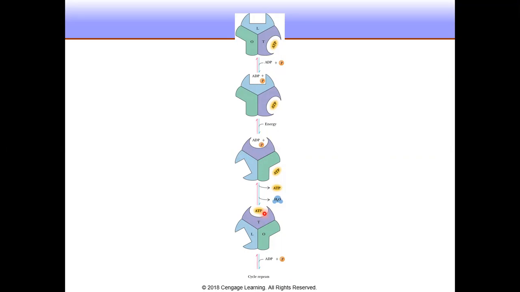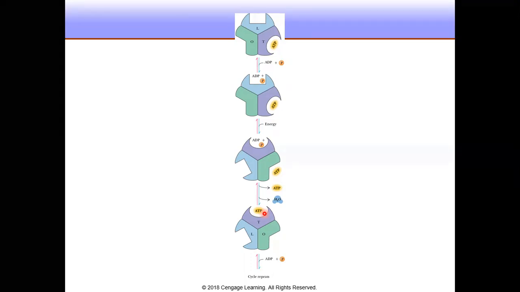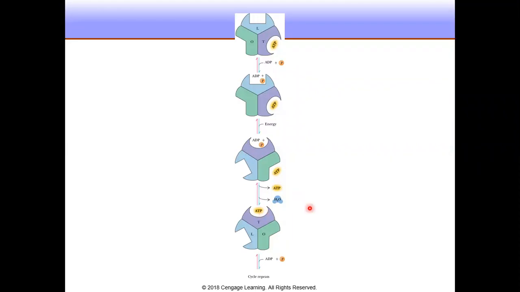More recently, as I said, it has been shown that the F1 portion of the ATP synthase acts as a rotary motor. Now, in essence, the chemical energy of the proton gradient is converted to mechanical energy in the form of rotating proteins. Now, this mechanical energy is then converted to the chemical energy stored in the high energy phosphate bonds of ATP.